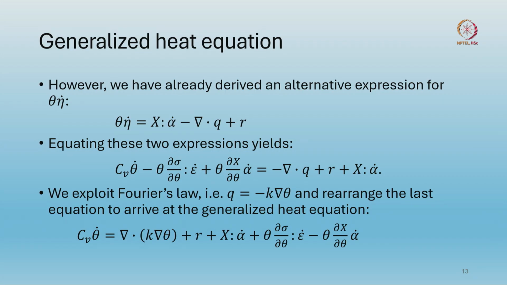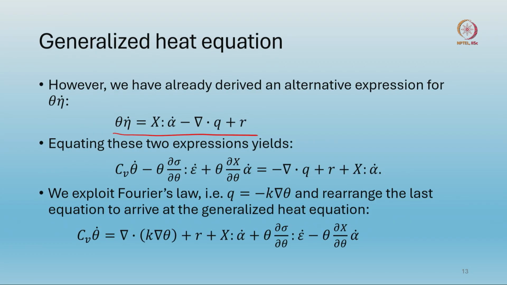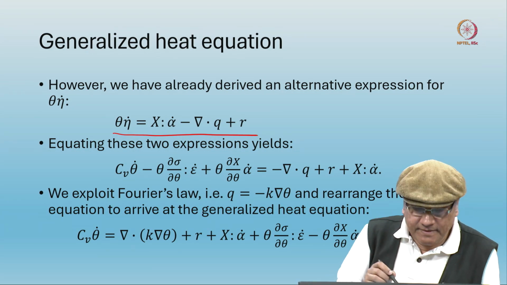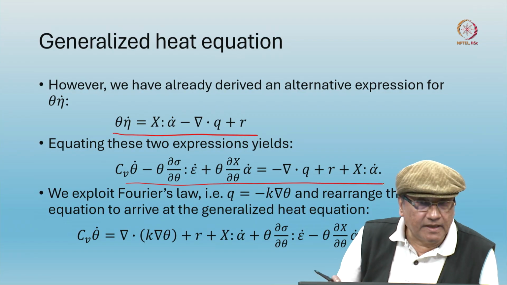Now, when we ended the last lecture, we had two different representations of theta eta dot, right. This was one expression for theta eta dot, you remember, and the other expression for theta eta dot is here. Okay. So, just equate the two, that is all we can do now. If you do that, equating these two expressions will lead you to this.